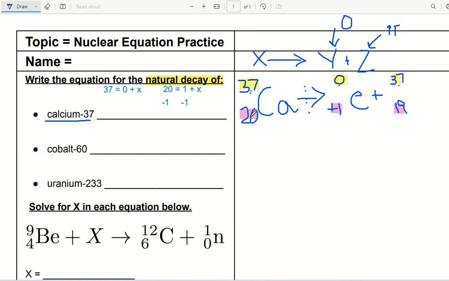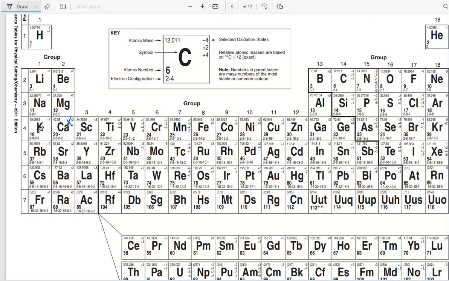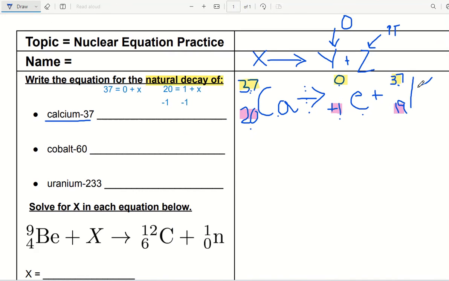Notice I had number, number, symbol, number, number, symbol, number, number, I need a symbol. So I need to go to my periodic table and find atomic number 19, and that is K. So there we go, there's my symbol. So that is the answer I'd put here for calcium 37. So calcium 37 decays by positron and ends up transmutating into potassium. All right, let's try the next one, cobalt 60.